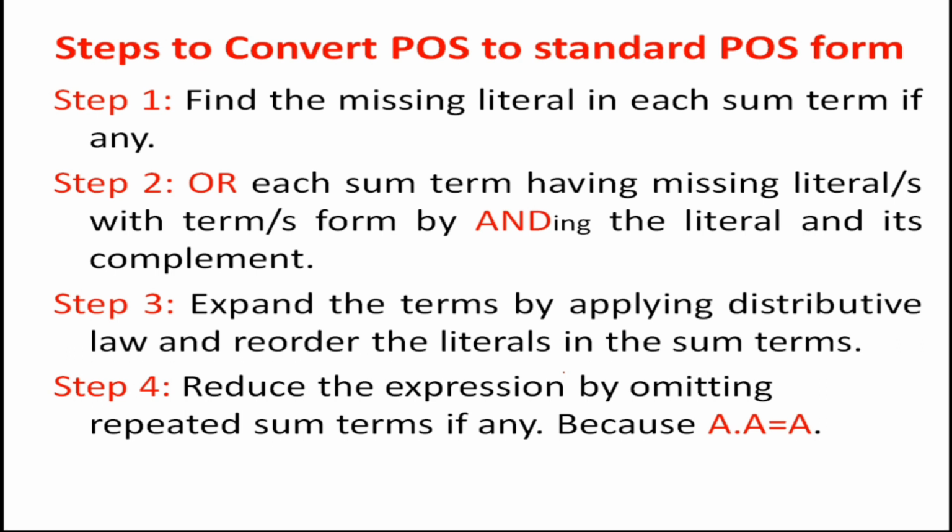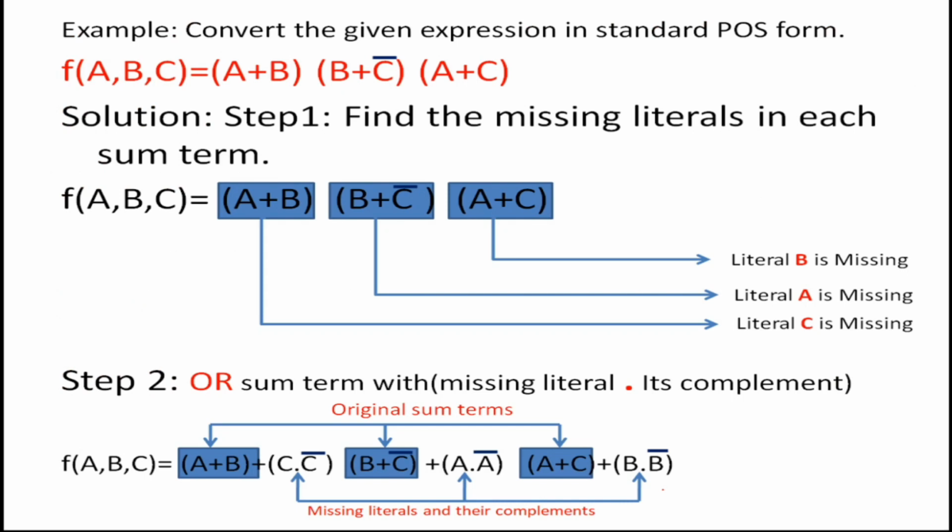Step 4 is reducing the expression by omitting the repeated sum terms, if any, because again, as the Boolean law says, A into A is going to be A. So these are the 4 steps that are followed to convert a product of sum to a standard product of sum form. Now let us take an example to understand how we convert a given product of sum form to a standard product of sum form.